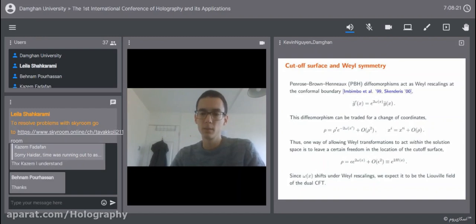In fact, this has been understood some 20 years ago. There is a class of bulk diffeomorphisms known as Penrose-Brown-Henneaux diffeomorphisms that act as Weyl scalings at the conformal boundary. So this is their action. And these diffeomorphisms, you can understand as a change of coordinates of this form. Essentially, it's just a rescaling of the radial coordinate, a rescaling that depends on the location at the boundary. So it's not homogeneous.